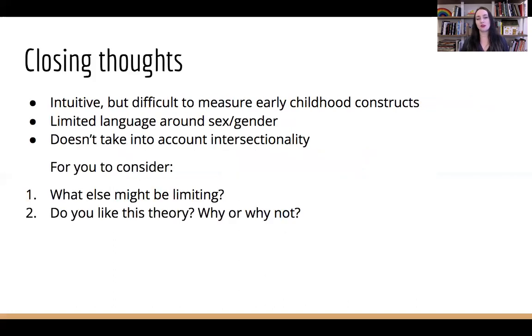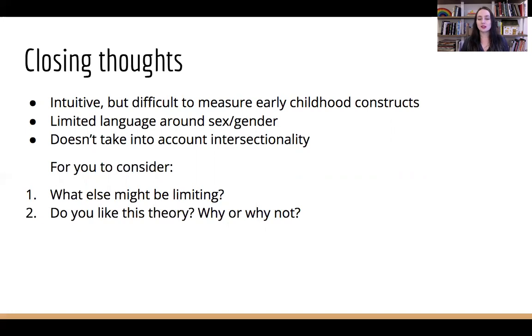So in closing, a couple of thoughts here. This is a fairly intuitive theory, especially for us as therapists. We are good at conceptualizing developmental phases. But because this is so heavily focused on childhood, it can be difficult to measure these early childhood constructs. We talk as therapists with our clients a lot about what was felt as a child, but this is really talking about cognition. There's limited language around sex and gender. It doesn't take into account intersectionality.